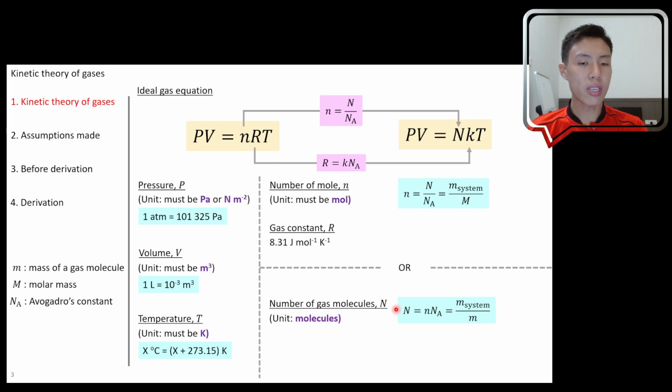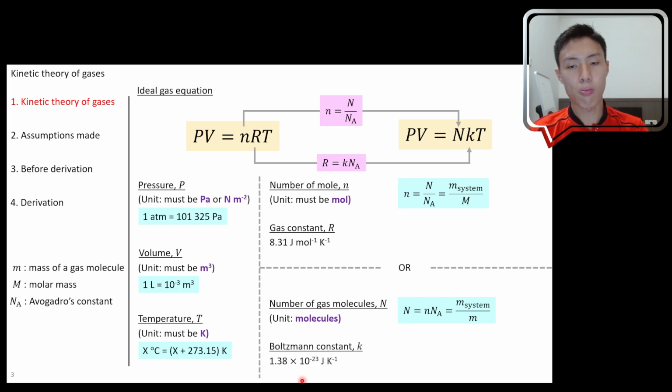You can also obtain the number of gas molecules by taking the total mass of the gas system. Let's say you have 32 grams of oxygen gas. You divide by the mass of one single oxygen gas molecule, and you are able to get how many gas molecules you have in the system. It's similar to the equation for the number of moles, just be aware that we are flipping the order between big N and small n: for small n you divide by the molar mass, but for big N you divide by the mass of one single gas molecule.